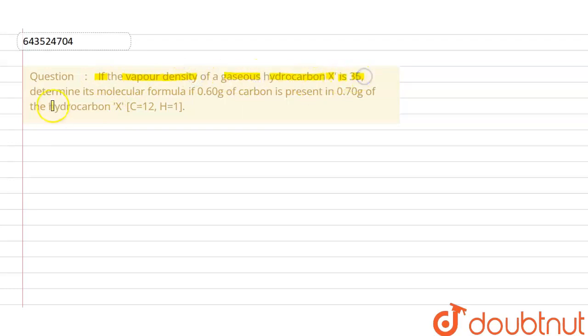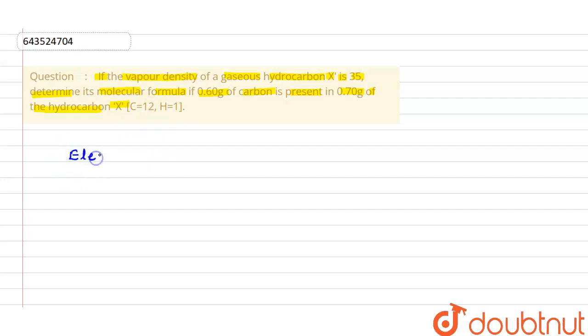Hello students, so the question is asking that if vapor density of gaseous hydrocarbon X is 35, determine its molecular formula if 0.6 gram of carbon is present in 0.7 gram of the hydrocarbon X, and the mass of carbon and hydrogen is given as 12 and 1 respectively.